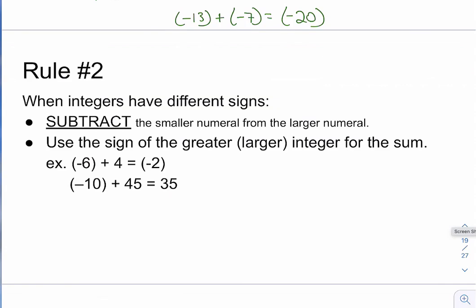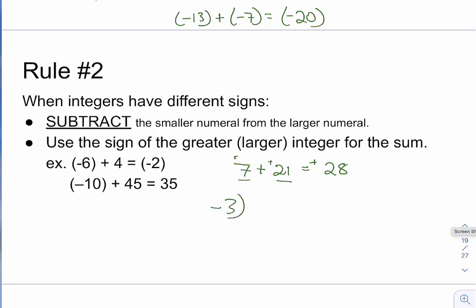For the first one here, let's say it is 7 plus 21. Which rule am I going to use on this one? I have a positive 7 and a positive 21. I'm going to use rule 1. My integers have the same sign, so these are both positive and my answer is going to be positive. All I have to do is add 7 onto 21. That adds up to 28. Okay, let's try another one.